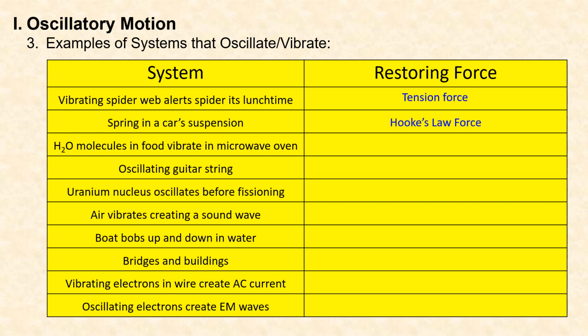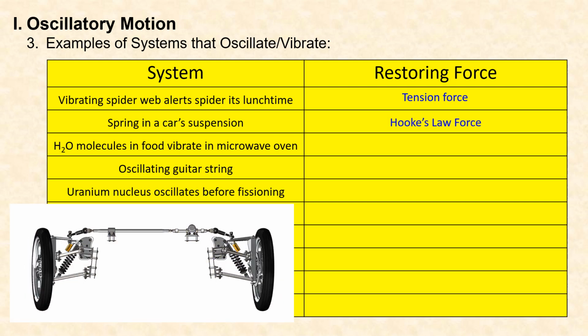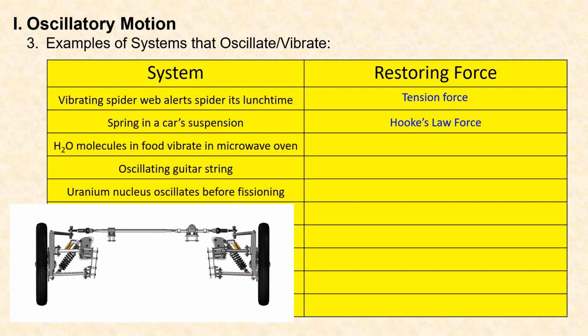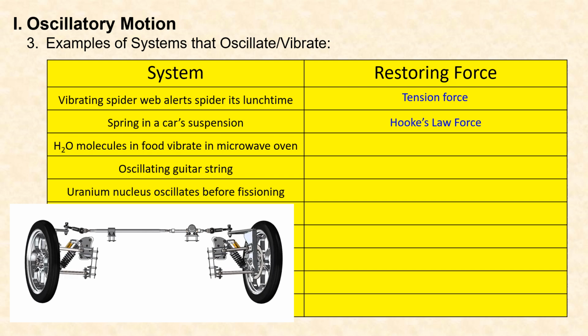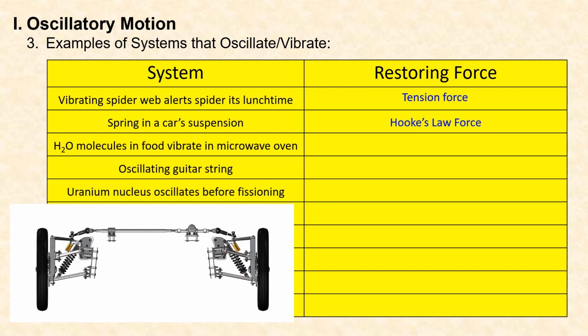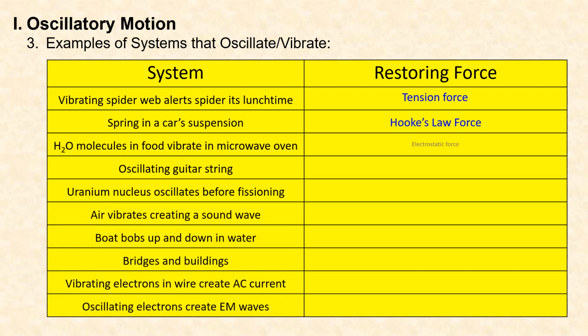Consider a car suspension system. Well, obviously the car suspension system has springs, that tend to restore the body of the car to its equilibrium position. Water molecules in the food vibrate in a microwave oven. Okay, what's the restoring force? Well, it's the electrostatic force, that intermolecular force between the water molecules.